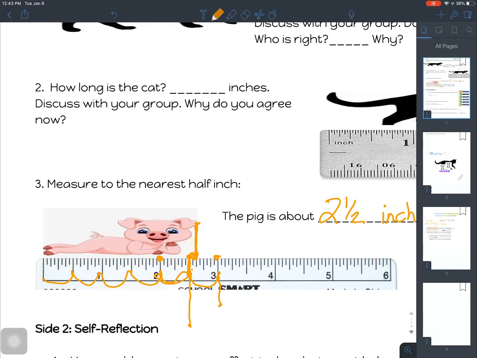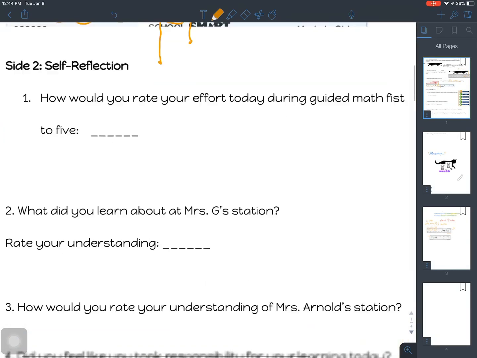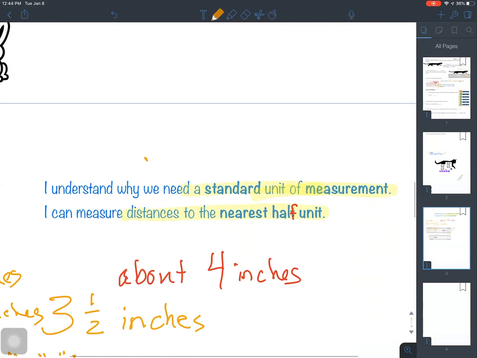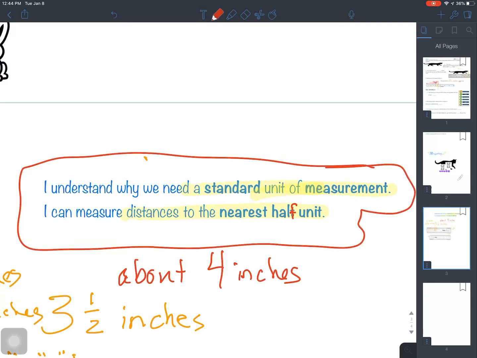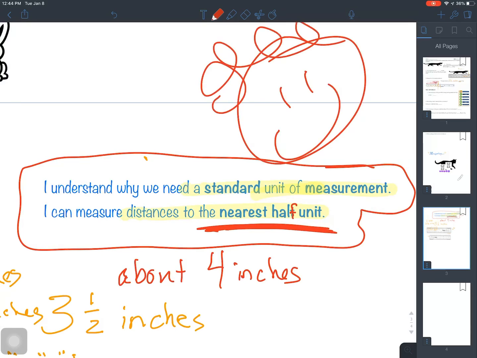Great. Now I want you to turn your iPad off, and you may discuss with your group how to measure. You may measure other things. There are rulers in the bin. Once it's time to switch, you may take the sheet with you because you'll do the reflection at the end of math. Thanks. I hope that you feel like you are now able to measure, understand why we need a standard unit of measurement. And if you don't, make sure you explain to somebody around you, and you can measure to the nearest half unit. Yay.